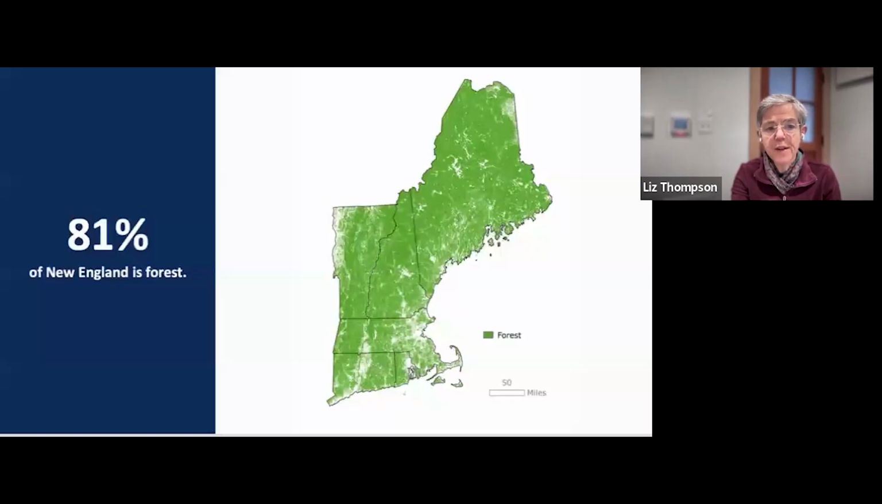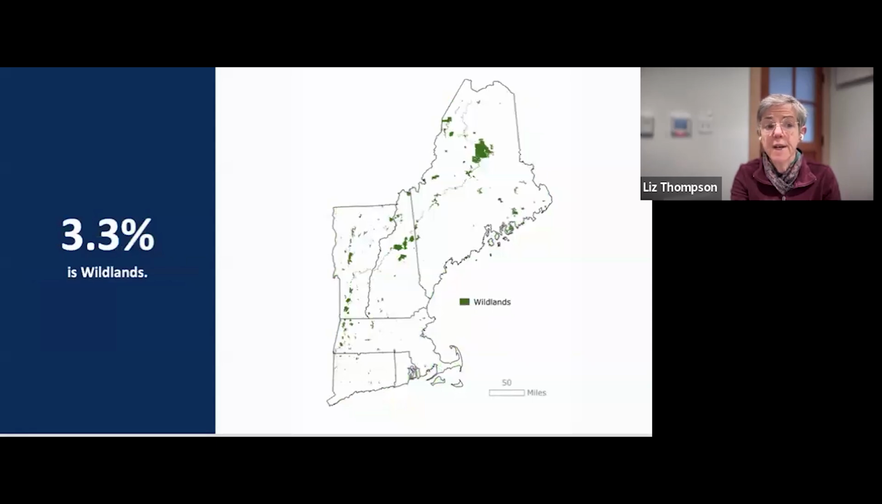The findings of the report are summarized here. 81% of New England is forest. That's not surprising. 3.3% is protected permanently as wildland. And you can see the wildlands identified on this map. You can see in northern Maine, Baxter is a large one. And if you look at Vermont, you can see that most of the wildlands are found on the spine of the Green Mountains. So in the Green Mountain National Forest as wilderness areas, and then many state lands. And there are also some private conserved land.